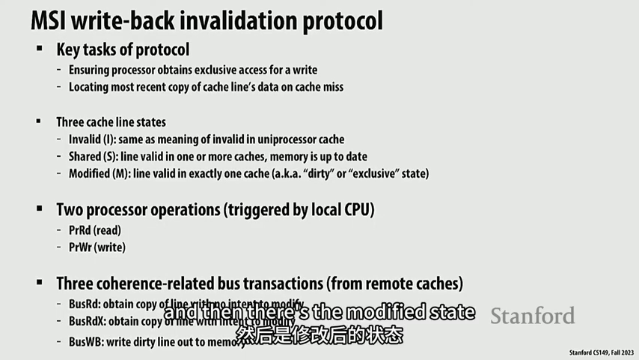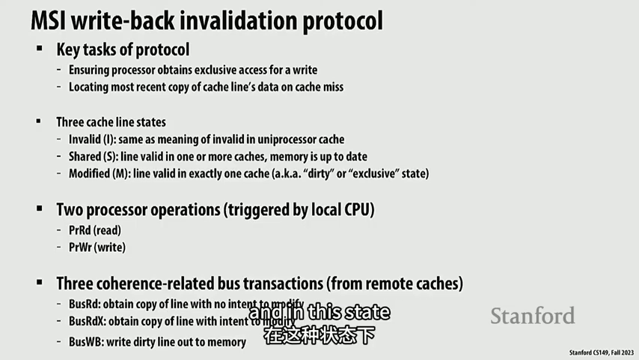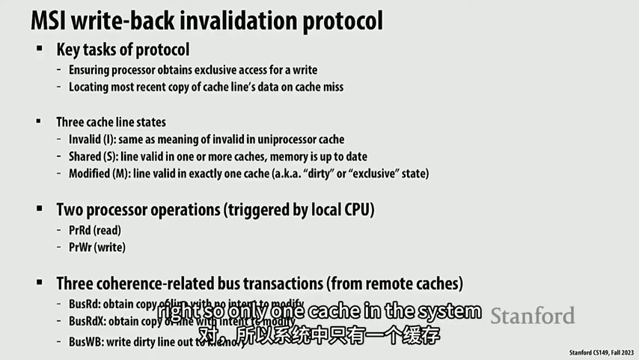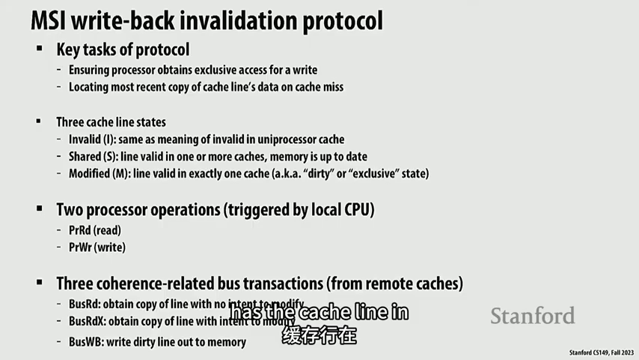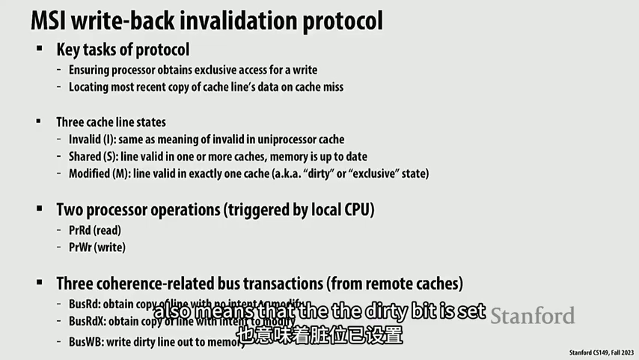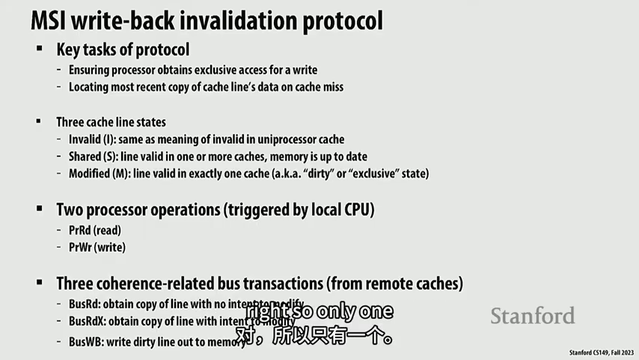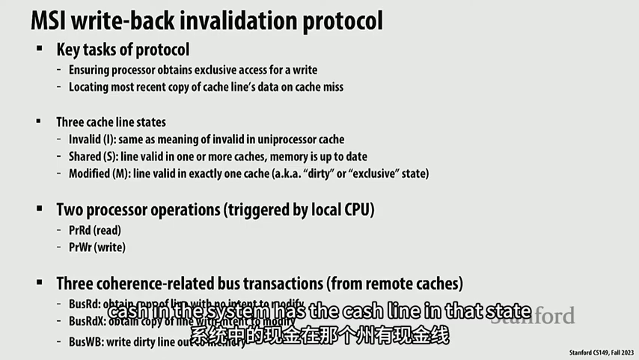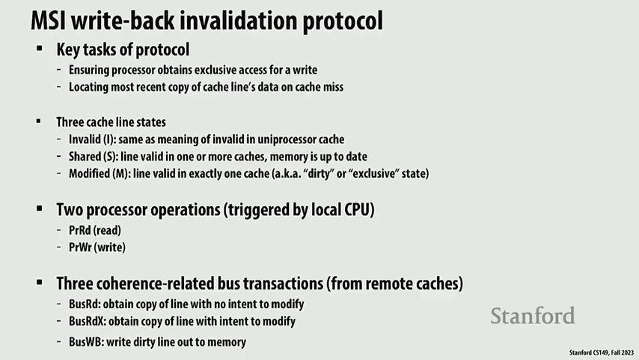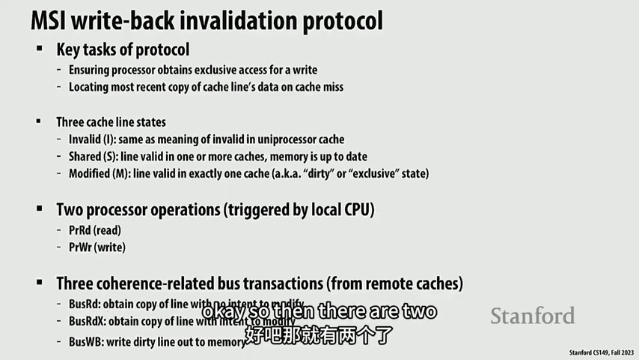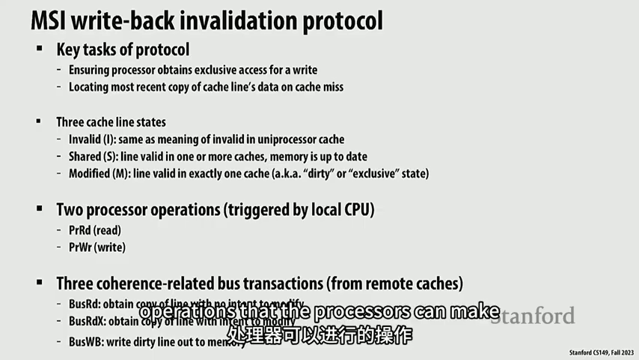And then there's the modified state, and in this state, the line is valid in exactly one cache, right? So only one cache in the system has the cache line in modified state, and it also means that the dirty bit is set. Another way of thinking about this is it's exclusive, right? So only one cache in the system has the cache line in that state, and so you can think of it as being exclusive.